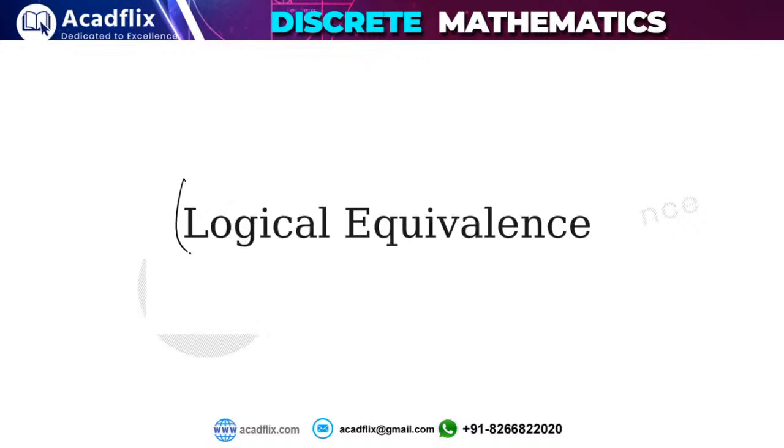Let's see the last topic in propositional logic. The propositional logic is over. This is the last topic that is remaining: logical equivalence. This topic actually we have already seen. Many times I have said this formula is equivalent to this formula. All these things I have said many times.